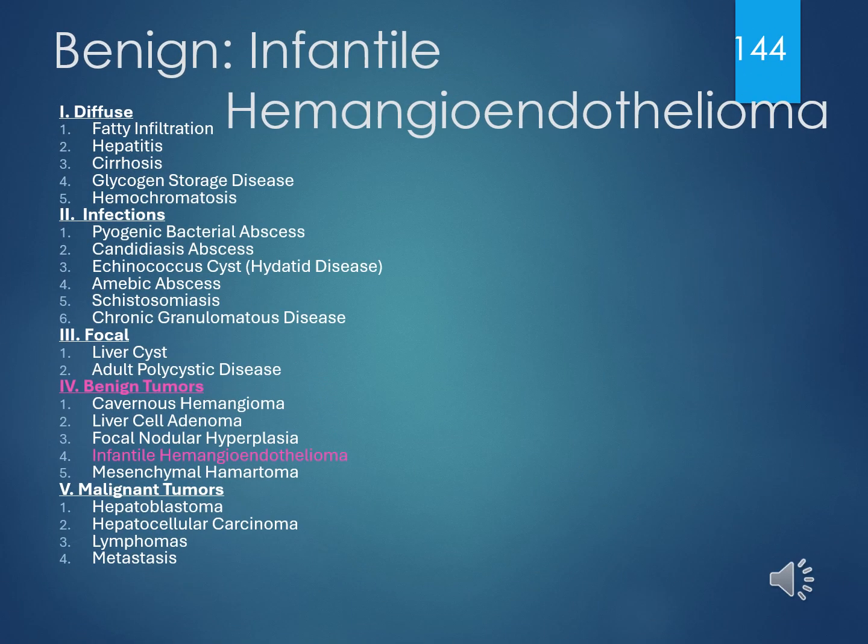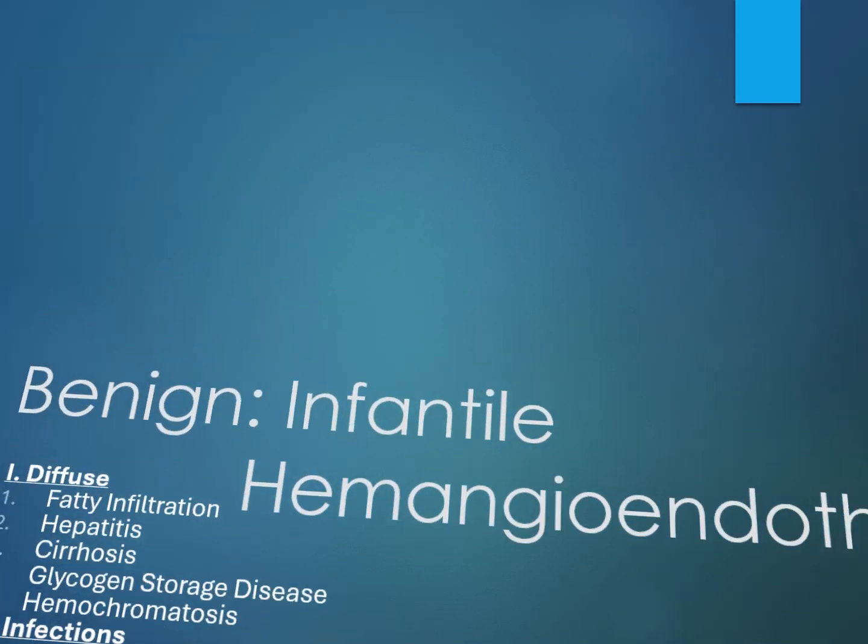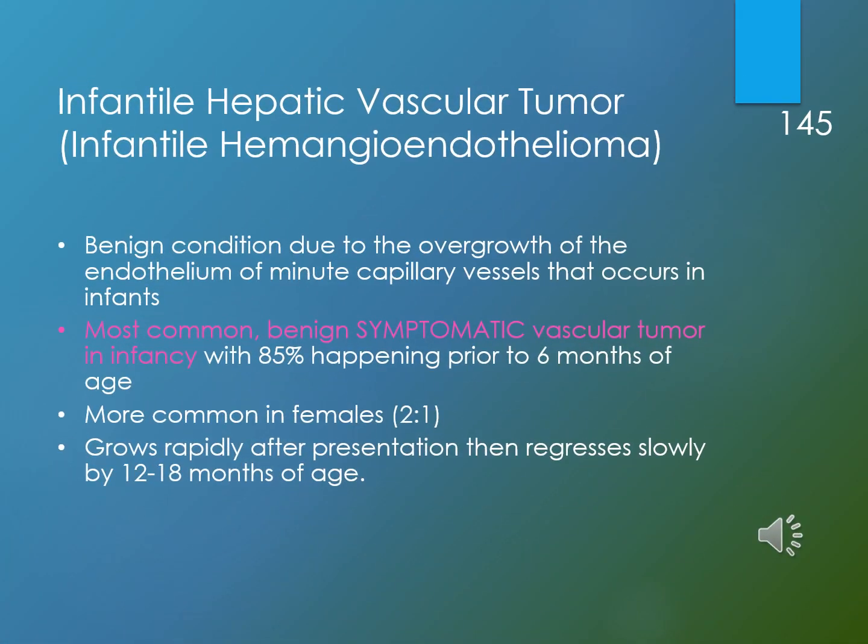Moving into the pediatric benign liver tumors, we have infantile hemangioendothelioma. Now, benign pediatric tumors. Infantile hepatic vascular tumor, otherwise known as infantile hemangioendothelioma. And actually, per Radiopaedia, it's just been renamed to a hemangioma. It is a benign condition due to the overgrowth of the endothelium of minute capillary vessels that occurs in infants. It is the most common benign vascular tumor in infancy.